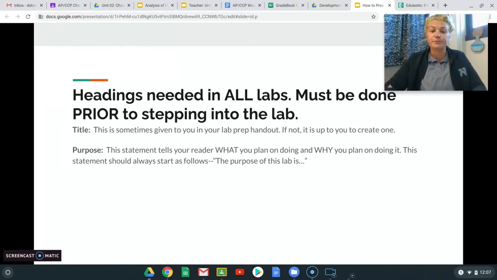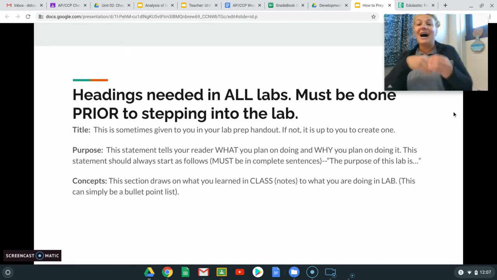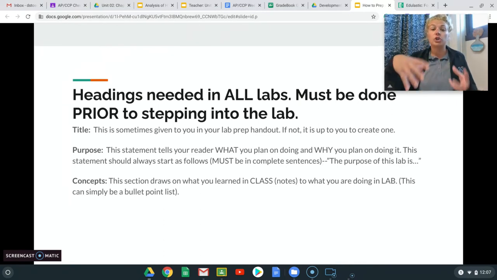That's number two. Number three are the concepts, okay? This section of your lab report draws on what you learned in class, so notes, to what you are doing in lab. And this can simply be a bullet point list of what the crossover is. This section really helps you understand, like, okay, if I'm doing this lab, what have I already learned that's helping me with the lab?